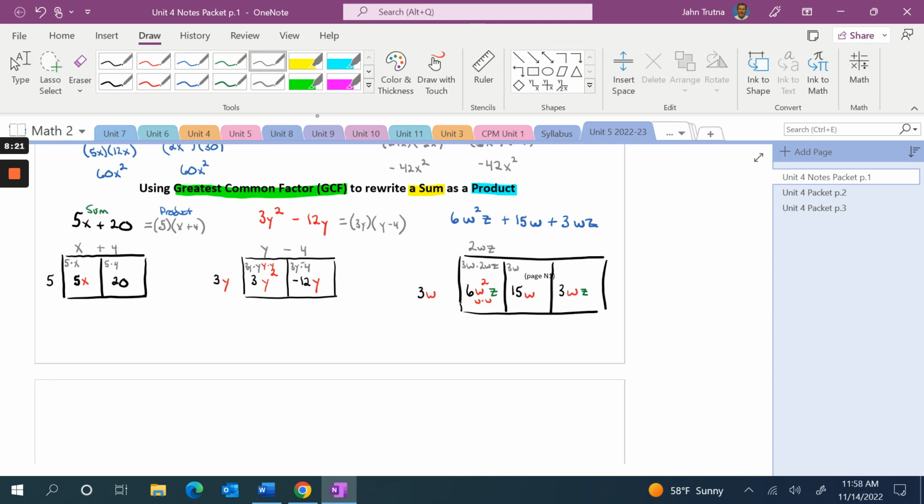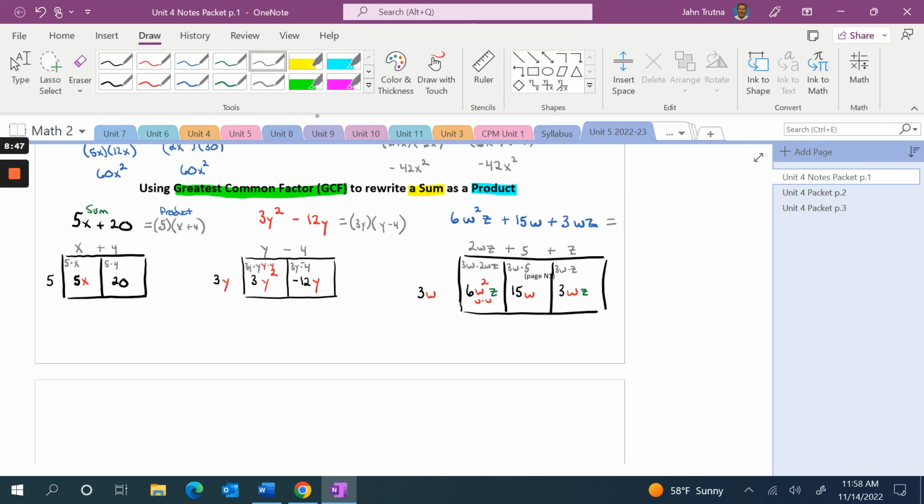Next, middle rectangle. I have 3w. What would you multiply with it to make it equal to 15w? That is positive 5. So I put a positive 5. Put the plus symbol there. Okay, last one. I already have the 3w from over here. Follow it over. What would you multiply with 3w to make it equal to 3wz? You would multiply z with that. And that would be a positive z, so I put a positive z here.